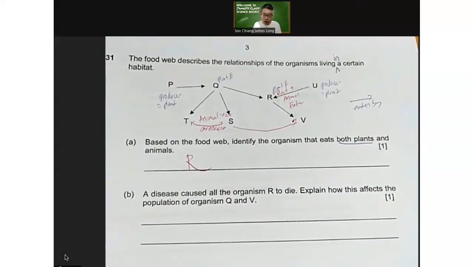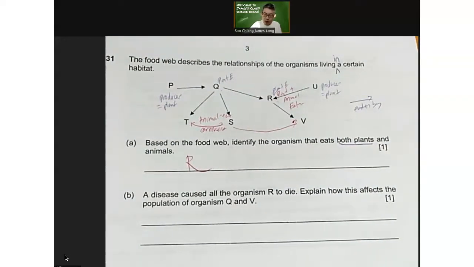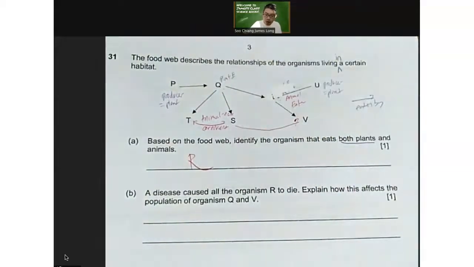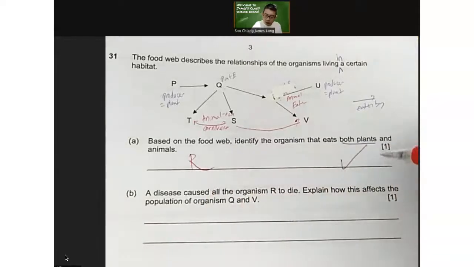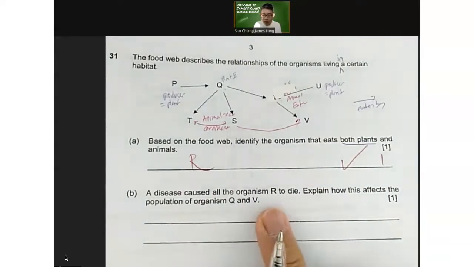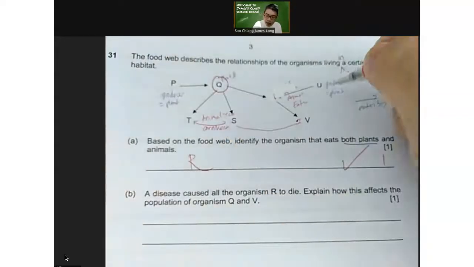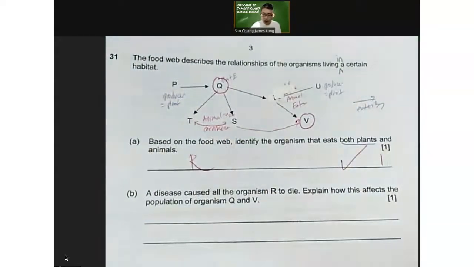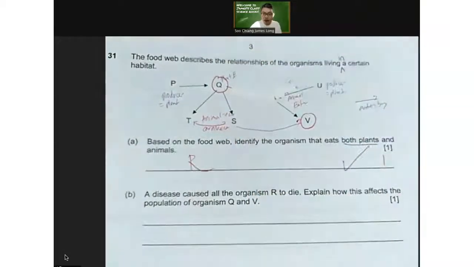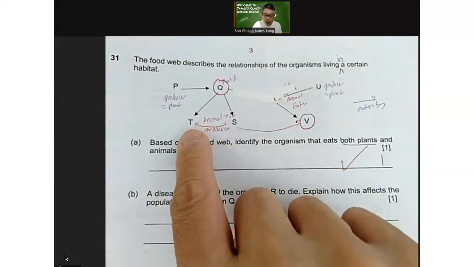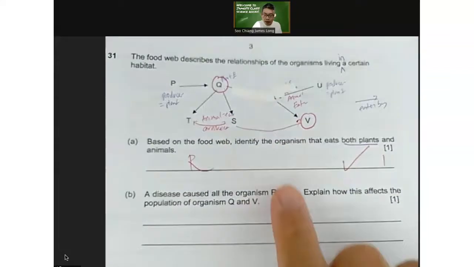So a disease causes all organisms R to die. Right? So there's no more R. R is gone. The first one gives you 1 mark, okay? A disease causes all the R to die. How does this affect the population of Q and V? Now once I remove R, there's no more arrow leading to this. At first, there were 3 organisms eating Q: T, S, and R. Now that there's no more R eating Q, would there be more Q?